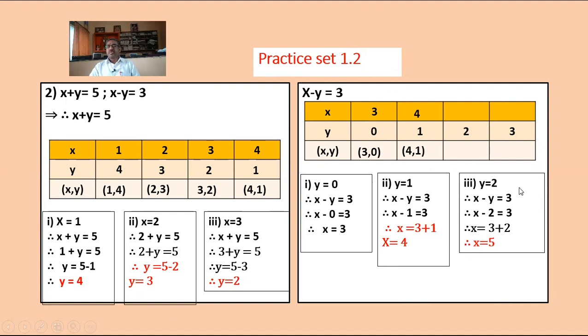Y is equal to 2, then x minus 2 is equal to 3, x is equal to 3 plus 2, therefore x is equal to 5, and the coordinate is (5, 2). And when y is equal to 3, therefore x is equal to 3 plus 3 is equal to 6 and the coordinate point is (6, 3). We get the coordinate points for the given simultaneous equations. To find the solution by using the graphical method, we draw the graph of these equations with the help of the coordinate points.